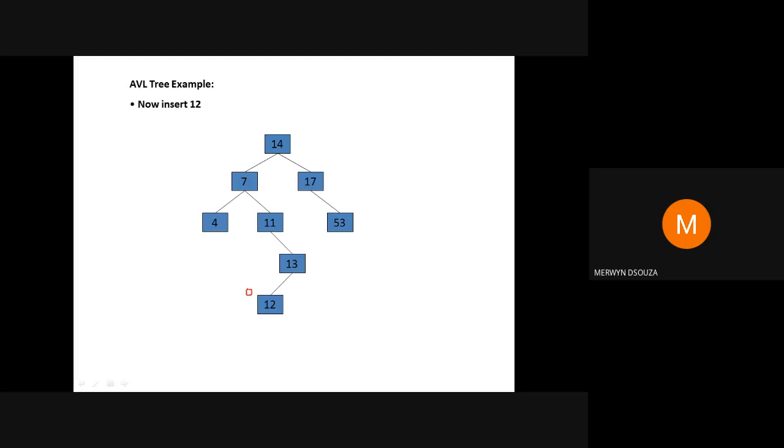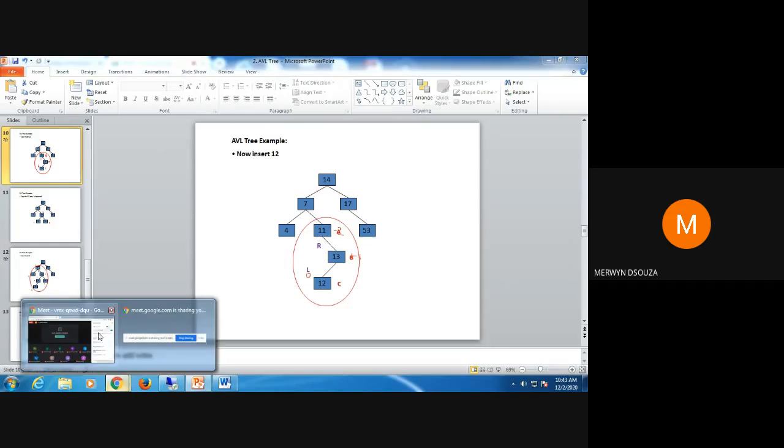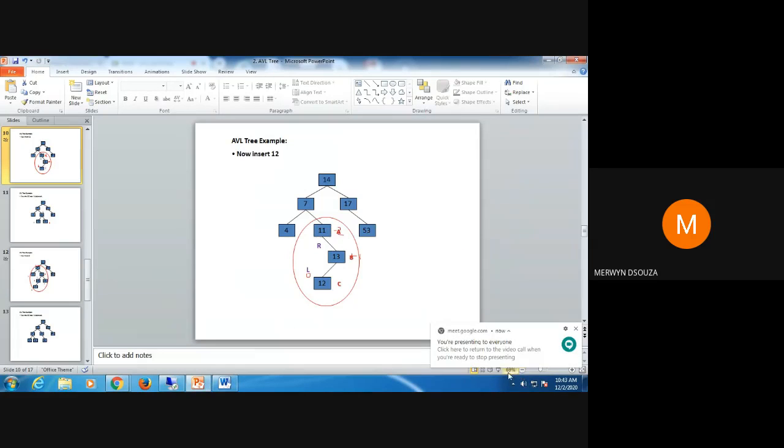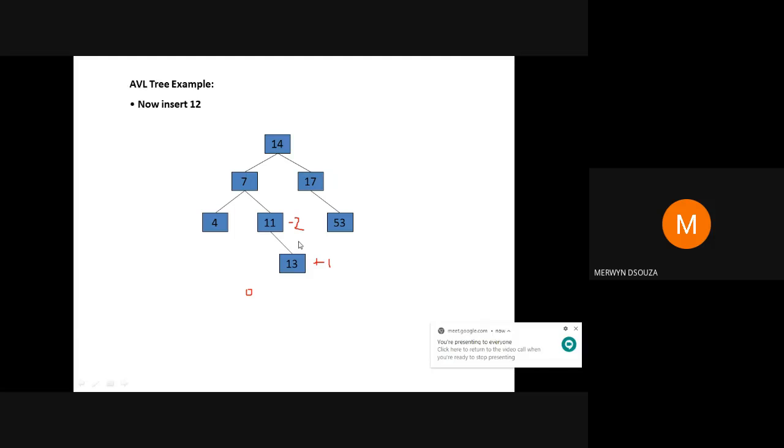So you get 0, +1. Okay. What is the balance factor for 11? Can you tell me what is the balance factor for 11? The balance factor for 11 will be -2. Okay, -2, correct. It will be -2, the height of the left subtree minus the height of the right subtree.